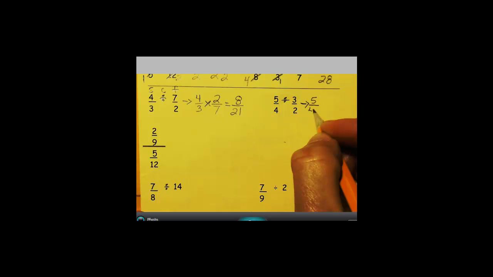But here I realize I can do some reducing diagonally. So I can reduce 2 from both the numerator here, and 4 divided by 2 gives me 2 here. And that will end up giving me 5/6. Very often when we're dividing, we're going to find that there's usually not much simplifying or reducing that needs to be done.